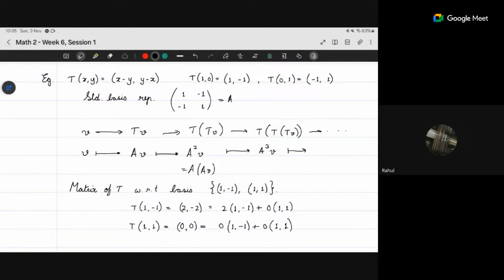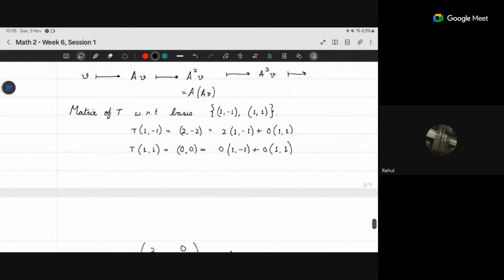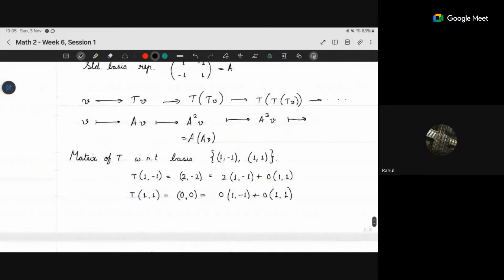I had written it down earlier because I knew that this would work well, but there is a way to come up with this also. I have not told you how to come up with this nice basis with respect to which your matrix is nice. There is a way to do it. There are eigenvalues, eigenvectors, and so on. But that is not part of the course.